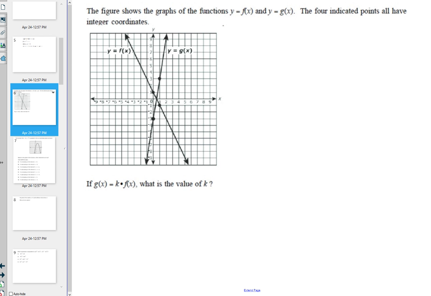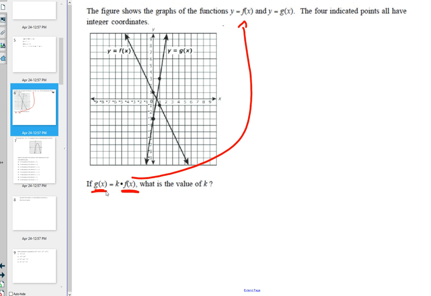This figure shows the graphs. The four indicated points all have integer coordinates. If g of x is equal to k times the value of f of x, what is the value of k? So, remember that this g of x and y of x, what is that? Which coordinate does that represent? The y's, yeah. Those are the y's. So if I look at each, what would I have to multiply each of the y's of f of x to get the y of the other one?